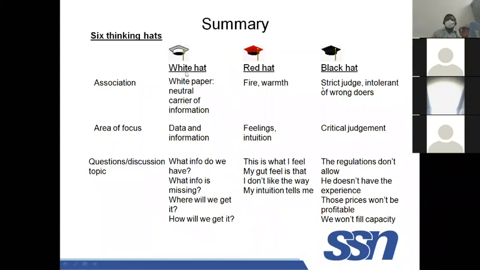Thinking hats. White hat, red hat, black hat. What does it mean? White hat is focusing on information. So in this case, our focus is on data and information. Red hat deals with fire and warmth, feeling. It deals with feeling: what I can do, my feeling says, my intuition says, likewise. Black hat, strict, critical judgment.